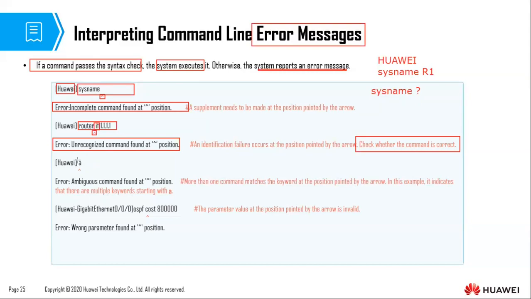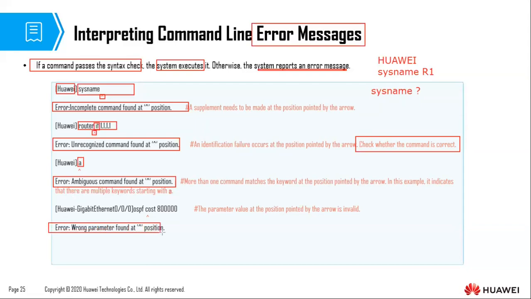The other one is ambiguous. I think we've already seen this ambiguous command. So for example, you just type the short form A, then press enter. But there are more than one command starting with the keyword A. So it will tell you it's an ambiguous command until you enter some other characters. So that's the other one.